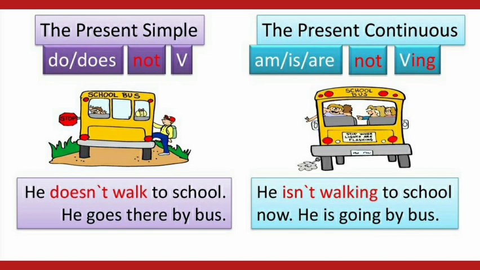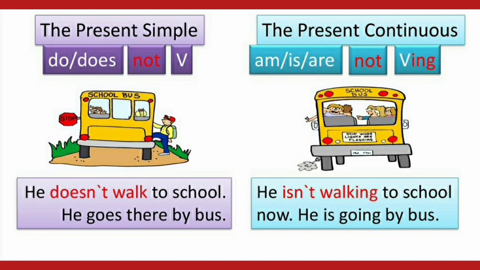The simple present tense. Okay. First of all, you need to write your subject, and as per your subject, you have to write the auxiliary verb. And if your subject is third person singular number, then you have to add es with do and go. And then if it is negative, then not. And then in the simple present tense, you have to write present form of the main verb. For example, he doesn't walk to school. He goes there by bus.